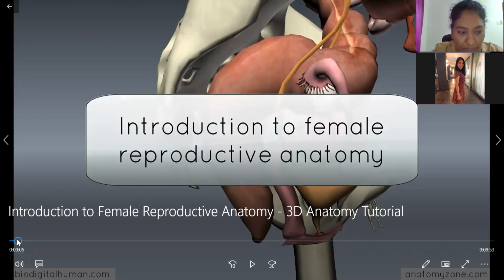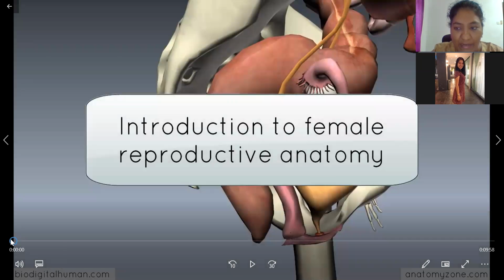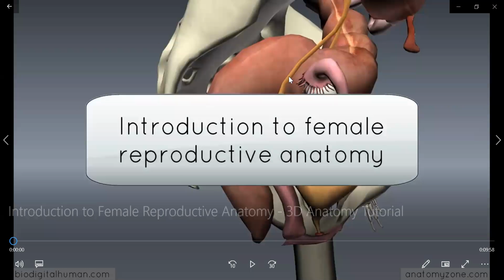Yes, Miss. So we will go into chapter 1. The first part will be the introduction about the reproductive system. Can you see this? You are able to see the screen? Yes, Miss.